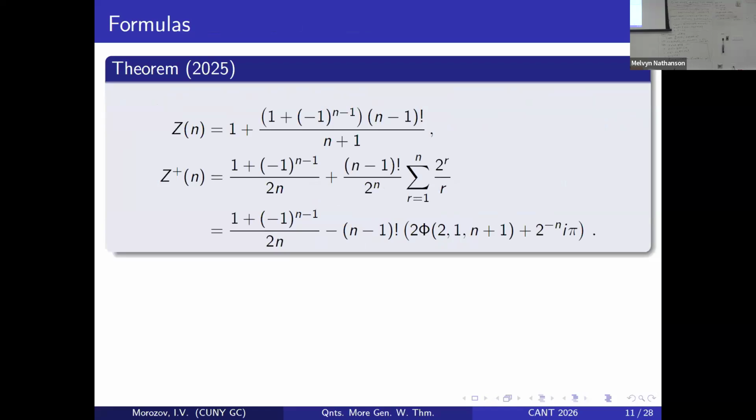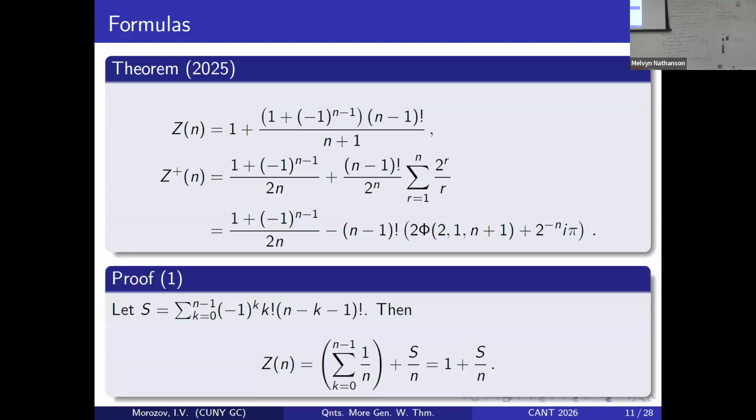Moreover, there are explicit formulas that we can see. So z of n has this closed formula. Notice that it's going to be just 1 whenever n is even, and z plus of n has a more complex expression, mostly because of the 2r over r sum that doesn't reduce nicely, and we have to use some special functions like the Euler's transcendent. And I'll just show a brief derivation of this.